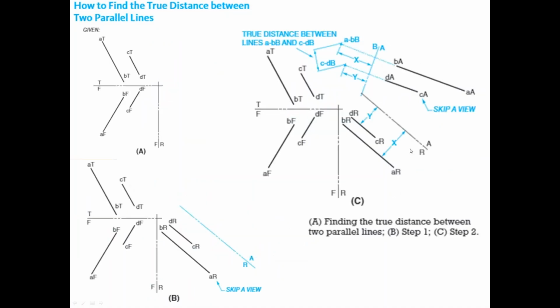And now let's find a true distance between two parallel lines. Let's say given two parallel lines, and I want to find the true distance between these two parallel lines. What is the true distance between these two parallel lines? To find that, again, same process. Skip a view to transfer all this distance onto this auxiliary view, and you have two parallel lines.